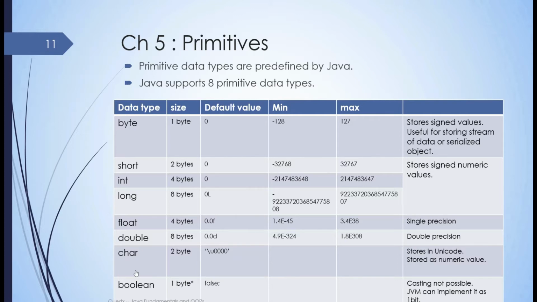Byte data type is of size 1 byte. Typically, it would be used to store a stream of data or a serialized object. Short, int, and long. Their size is 2 bytes, 4 bytes, 8 bytes respectively. All three of them store signed numeric values. You can see that the default value is 0 for them.